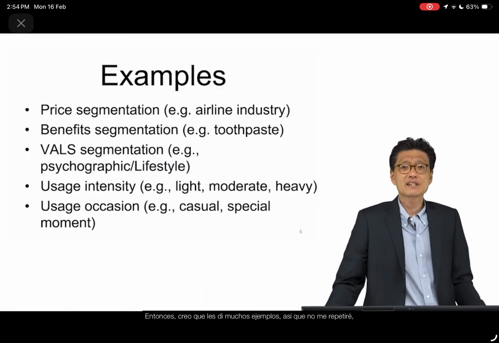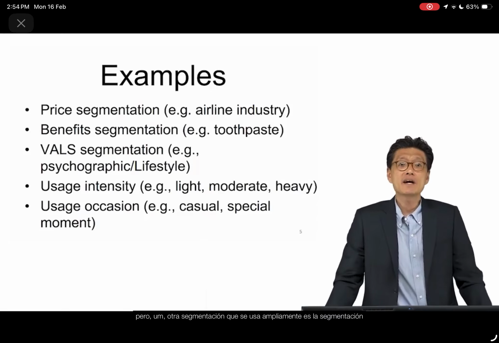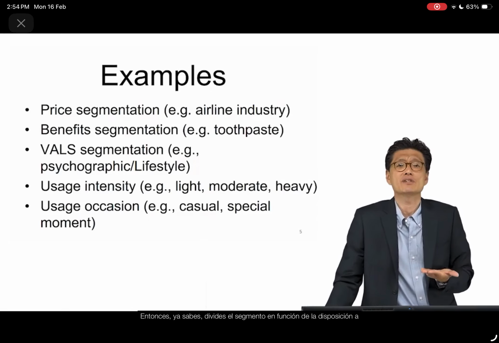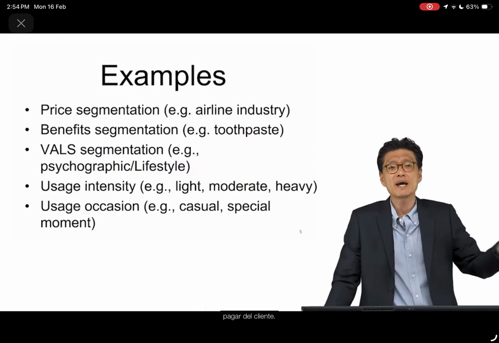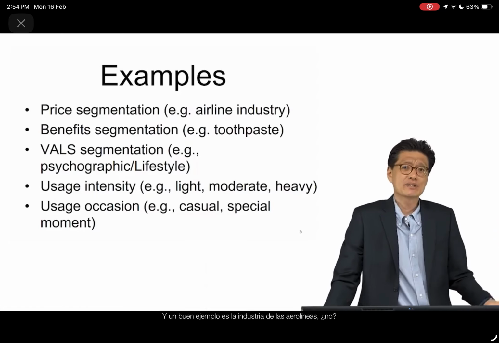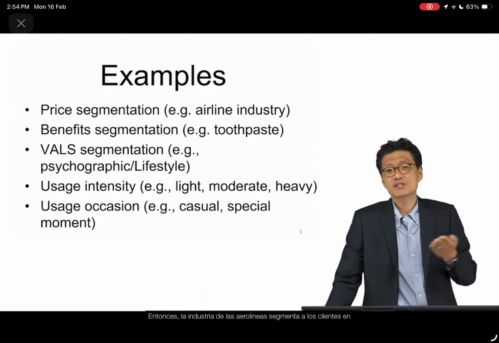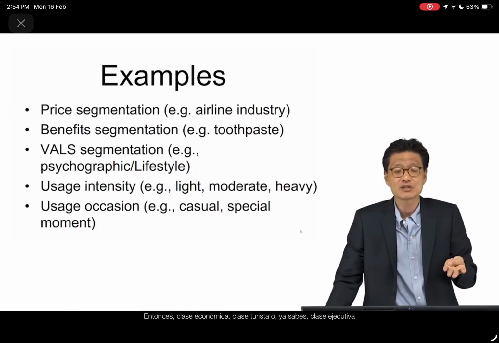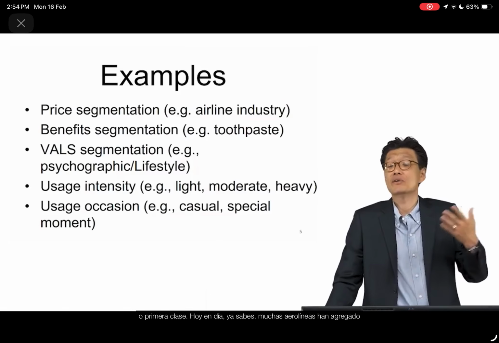I guess I just gave you a lot of examples, so I won't repeat myself, but another segmentation that's widely used is price segmentation, right? So, you divide the segment based on customers' willingness to pay. A good example is the airline industry, right? The airline industry segments customers based on their willingness to pay for different tickets in an airplane. So economy class, coach class, or business class, or first class.